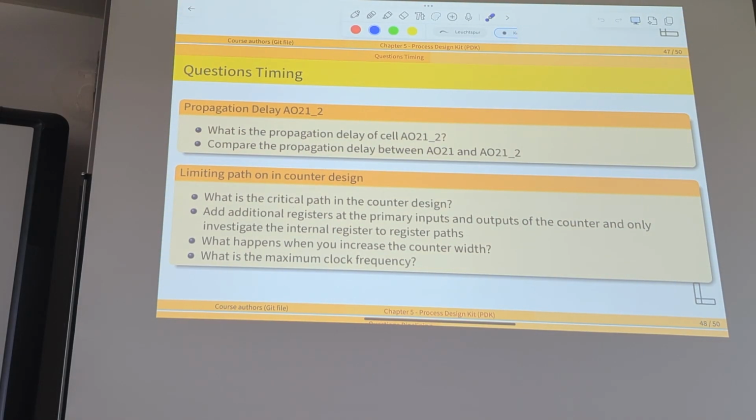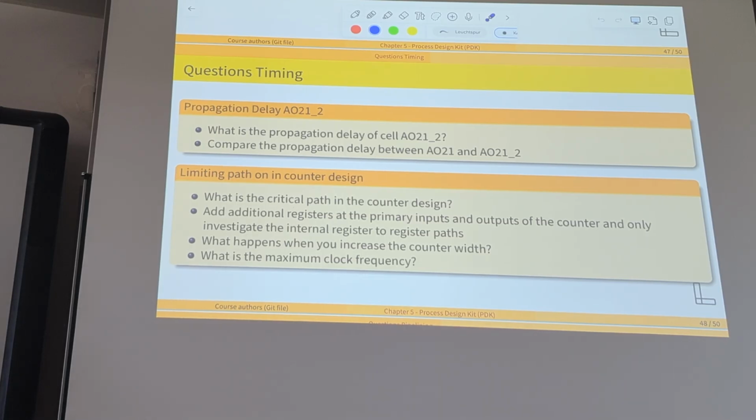Whether you could analyze that for the counter design, so figuring that out. It will turn out this is so small, it's limited in your output or input path, I don't remember. So you could add additional registers at the primary input and primary output so that we can focus a little bit more on the counter core itself. That is something you can look at.